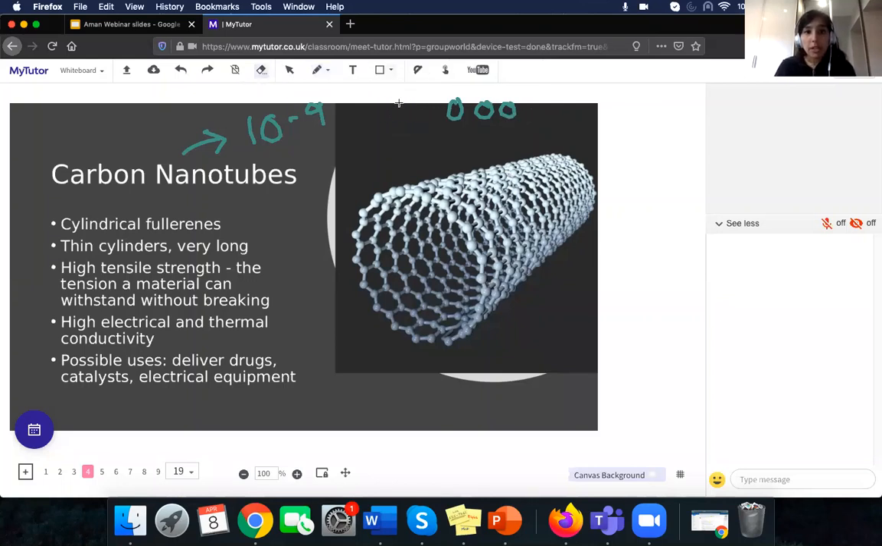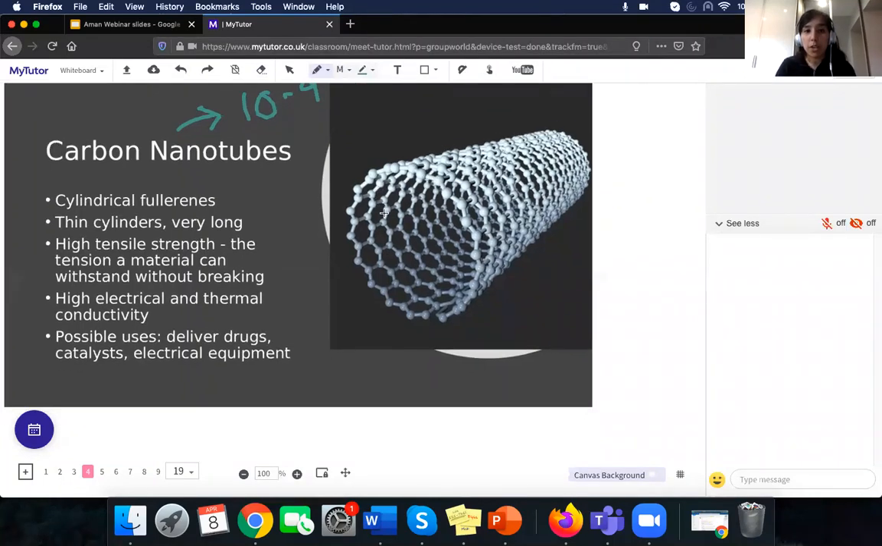Okay, so let's think about carbon nanotubes and what they are. The first thing is that they are cylindrical fullerenes. So remember I said that fullerenes are these hollow carbon molecules and that they're kind of shaped like footballs. Well, actually, carbon nanotubes are cylindrical fullerenes. And what we can see here is that we've still got these layers, that one layer of graphite in pentagons and hexagons, but it's more shaped like a cylinder. And it's still hollow, so inside there's still nothing in there.